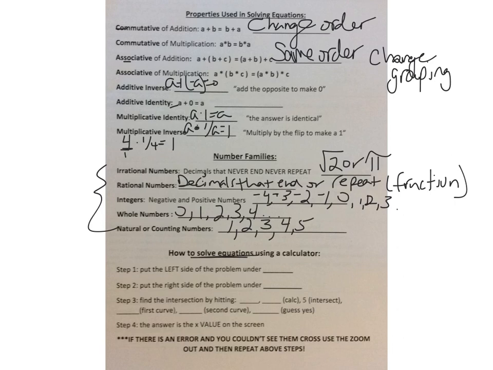You're going to put the left side of the problem under y1. You're going to put the right side of the problem under y2. Now you can hit the intersection button by hitting second trace, or you can go to your table. It's up to you, but I'm going to write those in for you. Find the intersection by hitting second trace, 5 intersect. Find the first curve, hit enter. On each one of these, you're going to hit enter. After each time you find the first curve, you just keep hitting enter.